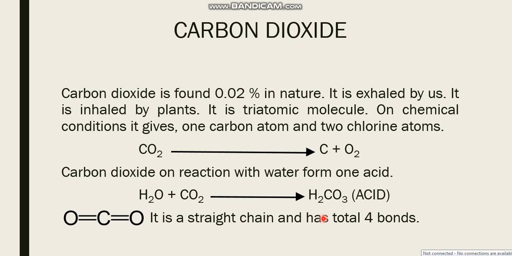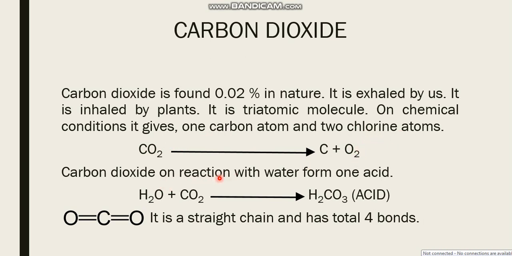Now let's see carbon dioxide, another important compound. We know that carbon dioxide is found 0.02% in nature, and it is exhaled by us. We inhale or take in oxygen, and we take out carbon dioxide, and it is taken in by plants. It is a triatomic molecule since CO2 has one carbon and two oxygen atoms. That's why we say it is a triatomic molecule. On chemical conditions, when we break it, we get one carbon atom and two oxygen atoms. The chlorine is written over here wrong.